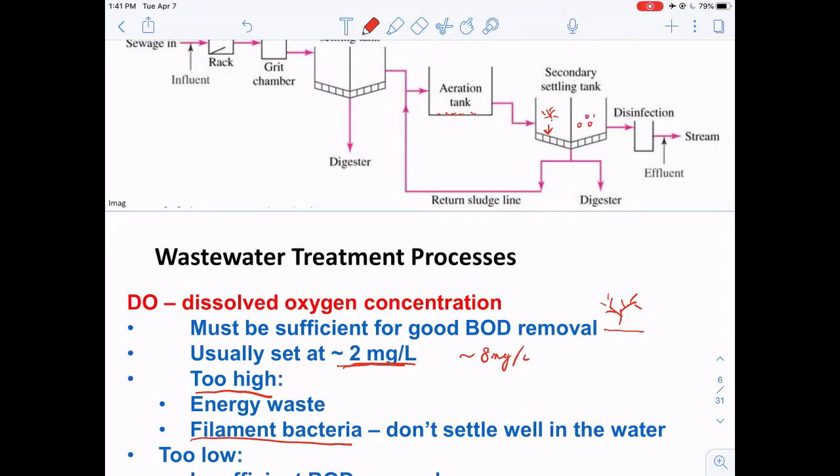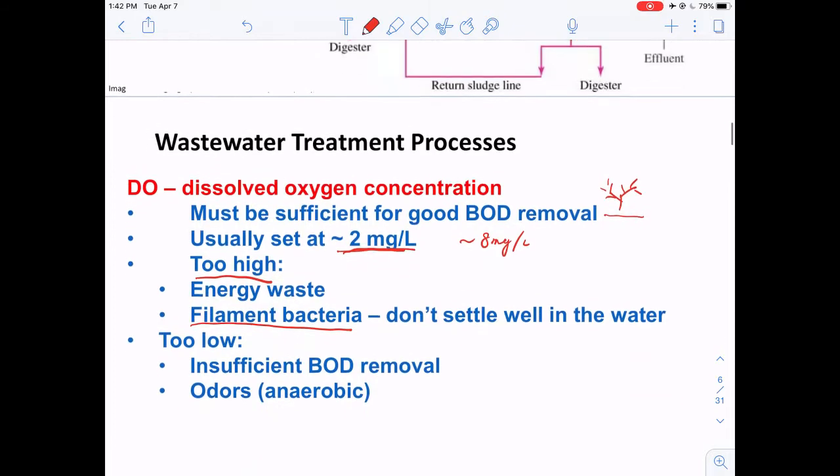As a comparison, if we can grow bacteria that directly have a spherical shape, then it's going to be easier for them to settle down to the base of the settling tank. So that's the reason why we can't bump up the dissolved oxygen concentration too high.